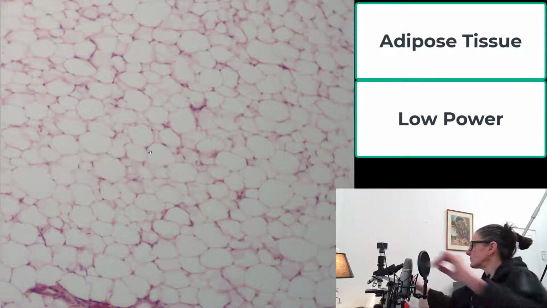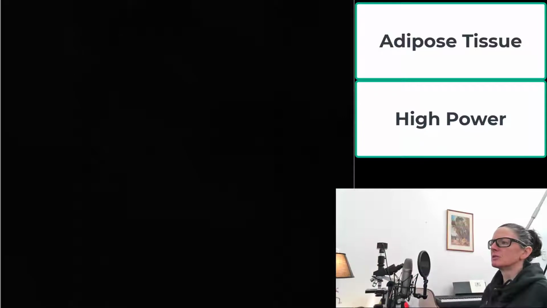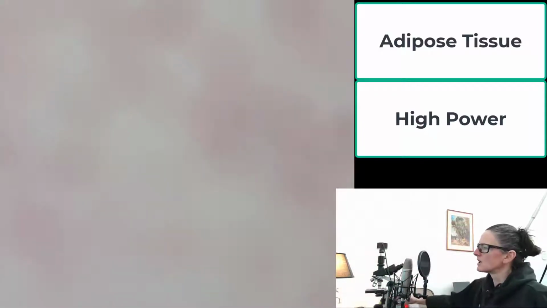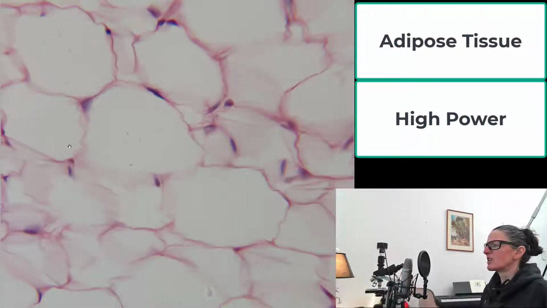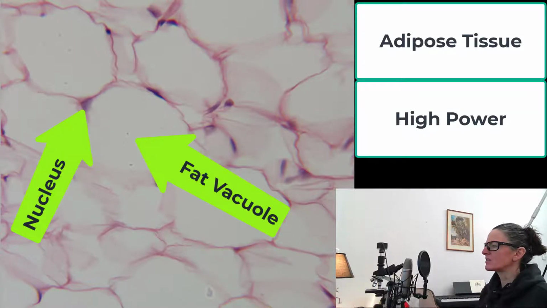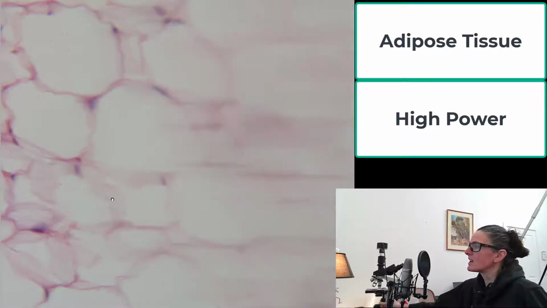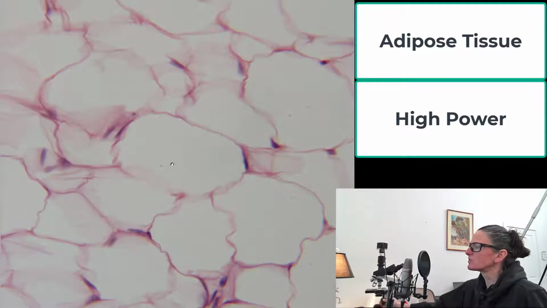So if we move up to the high power objective now, we will see where you can see the fat vacuole, the center part, the nuclei, which are staining here almost purple, and all this stuff on the outside sort of smashed up to the cell membrane is the cytoplasm. And the cytoplasm really does not take up much space in the cell, because most of the space in the cell is taken up by the fat vacuole.